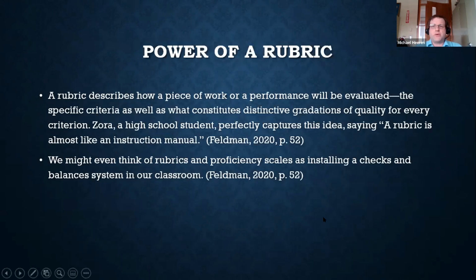Okay, so what is the power of a rubric? Well, when I was doing some research into this idea of a rubric, Feldman had some interesting things to say. One of them describes how a piece of work or performance will be evaluated on specific criteria, as well as what constitutes distinctive gradations of quality for every criterion.